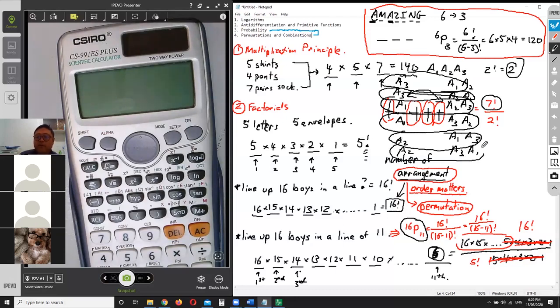1, 2, 3, 4, 5, 6. So to eliminate all those duplicates, because these A's are all identical, we'd have to take 7 factorial and divide it by 3 factorial. Does that make sense? Kyle, you're okay with that? So when you have repeated letters, you actually have to divide your total number of permutations by the number of duplicates. Does that make sense?